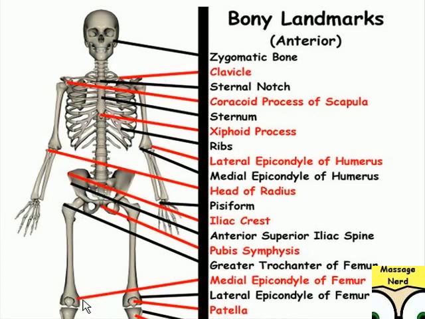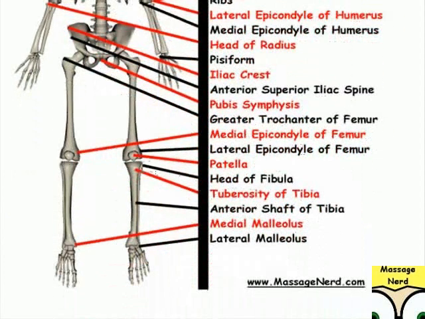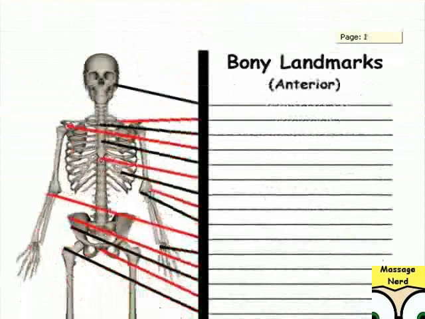Medial epicondyle of the femur, right here. Lateral epicondyle of the femur, right here. Patella. Head of the fibula, right here. Tuberosity of the tibia, right here. Anterior shaft of the tibia, right here. Medial malleolus, right here. And lateral malleolus, right here. Let me give you a little time so you can practice on your own.